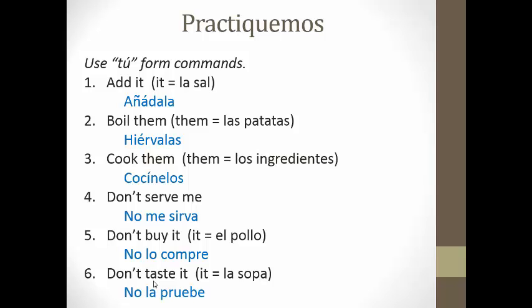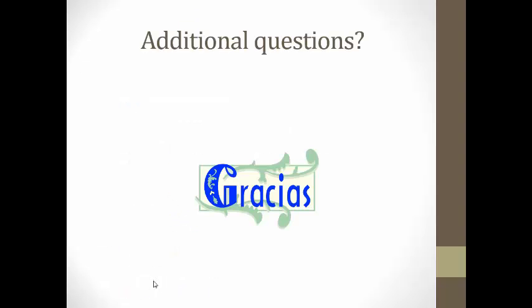All right, that's it for today's notes. All you need to remember is that you attach pronouns to affirmative commands. And with negative commands, the pronoun goes in front. Best advice, memorize one verb. Béseme, no me bese. Dígame, no me diga.